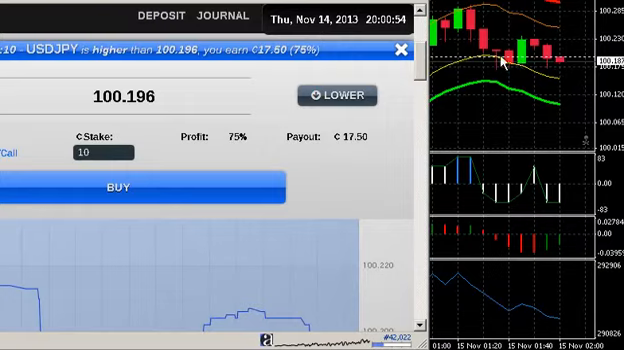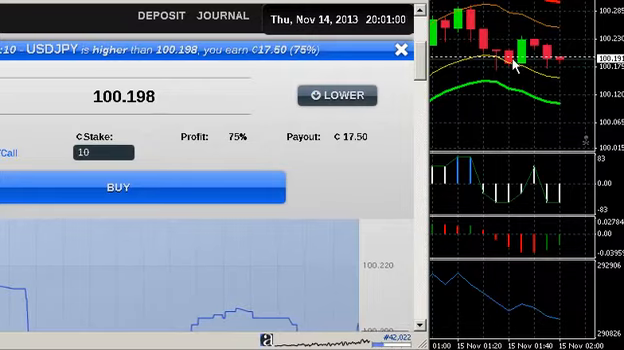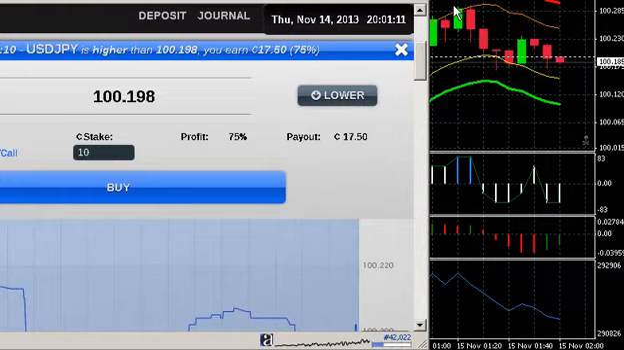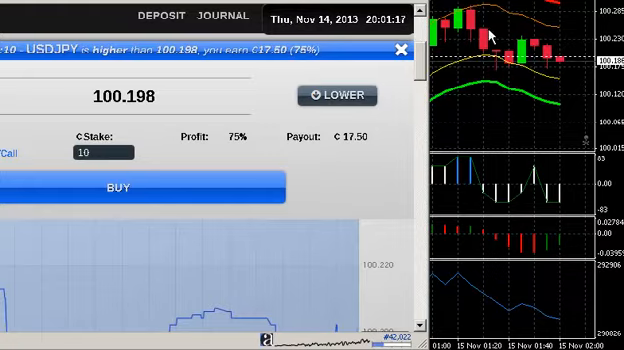And down here we've got support, which is where buyers are supposedly going to come into the market and support that price and push the price action back up. This is resistance, where sellers will come into the market and resist the price going any higher.